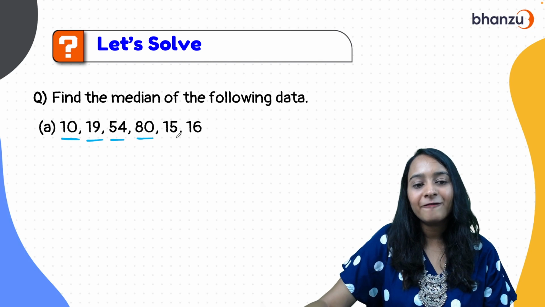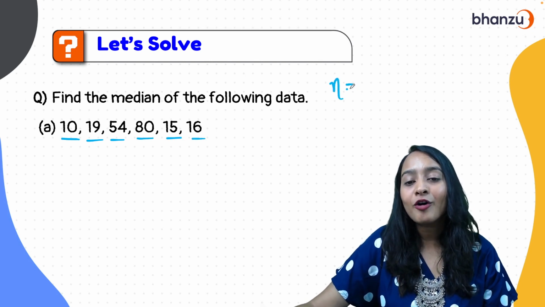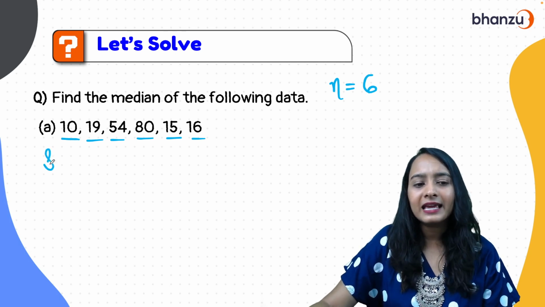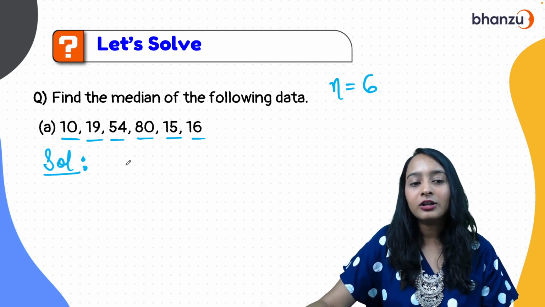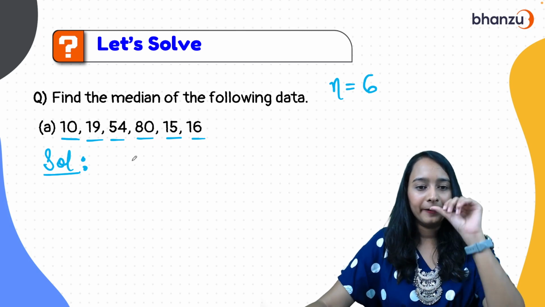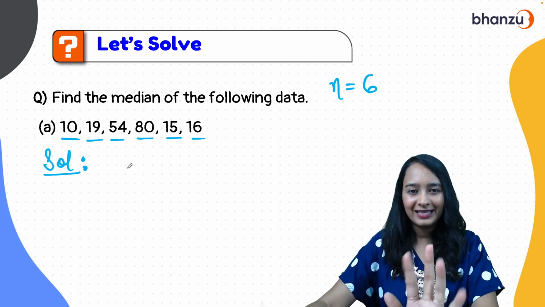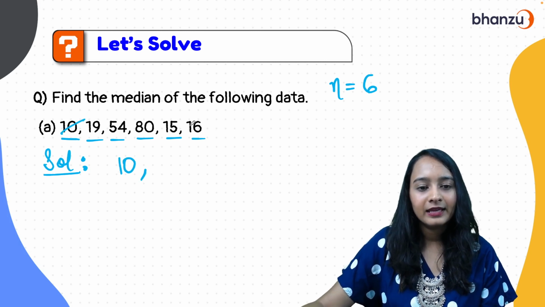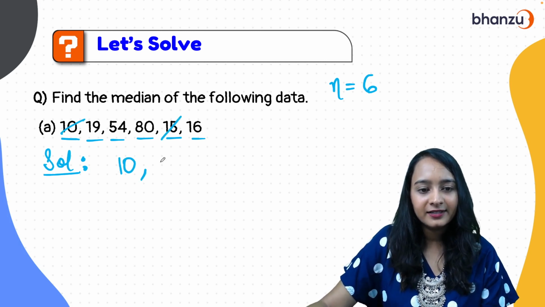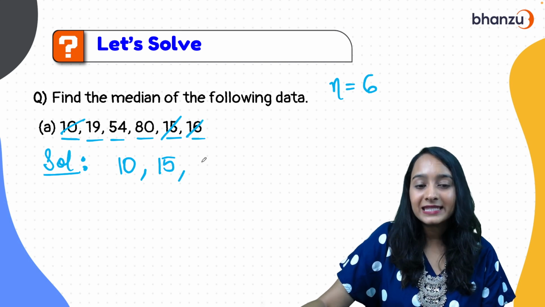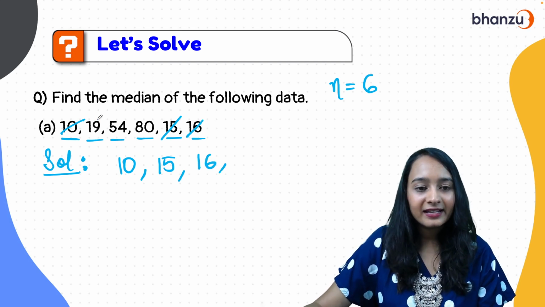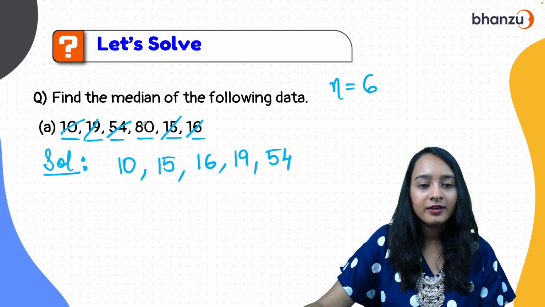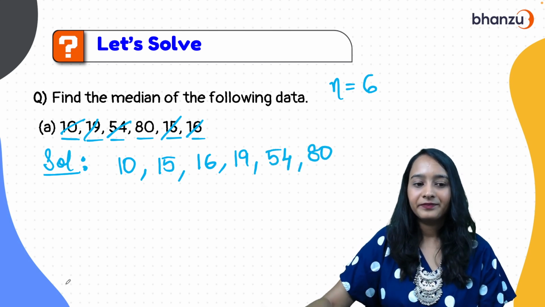1, 2, 3, 4, 5, 6. The number of observations here is 6. What do we do? We're going to follow the same procedure. First we will be arranging the data in ascending order. You can also do it in descending order, you will get the same answer. Alright. So starting off with 10, 15, then comes 16, then comes 19, 54 and 80.